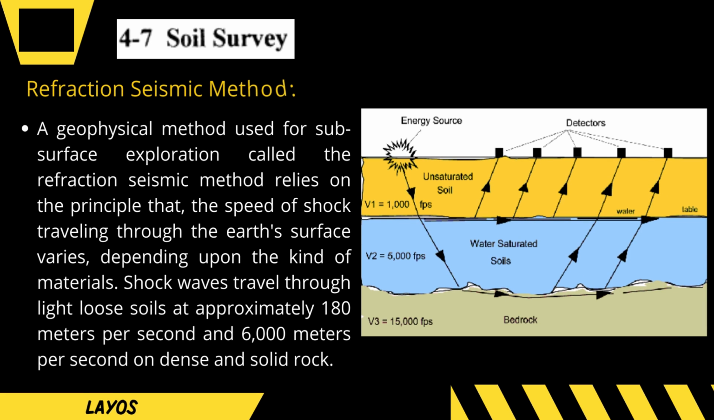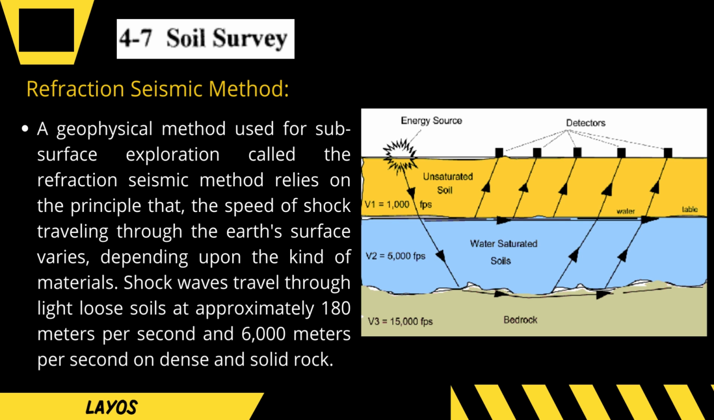Refraction seismic method. A geophysical method used for subsurface exploration called the refraction seismic method relies on the principle that the speed of shock waves traveling through the Earth's surface varies depending upon the kind of materials. Shock waves travel through loose soils at approximately 180 meters per second and 6,000 meters per second on dense soil and rock.